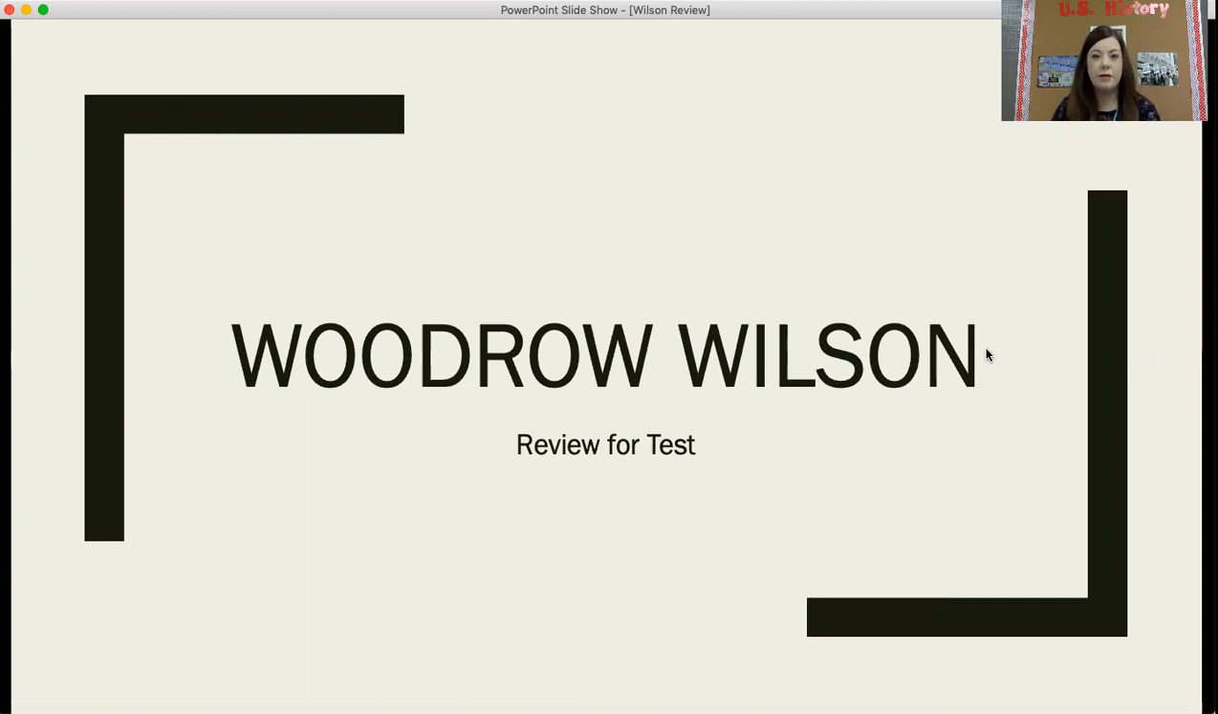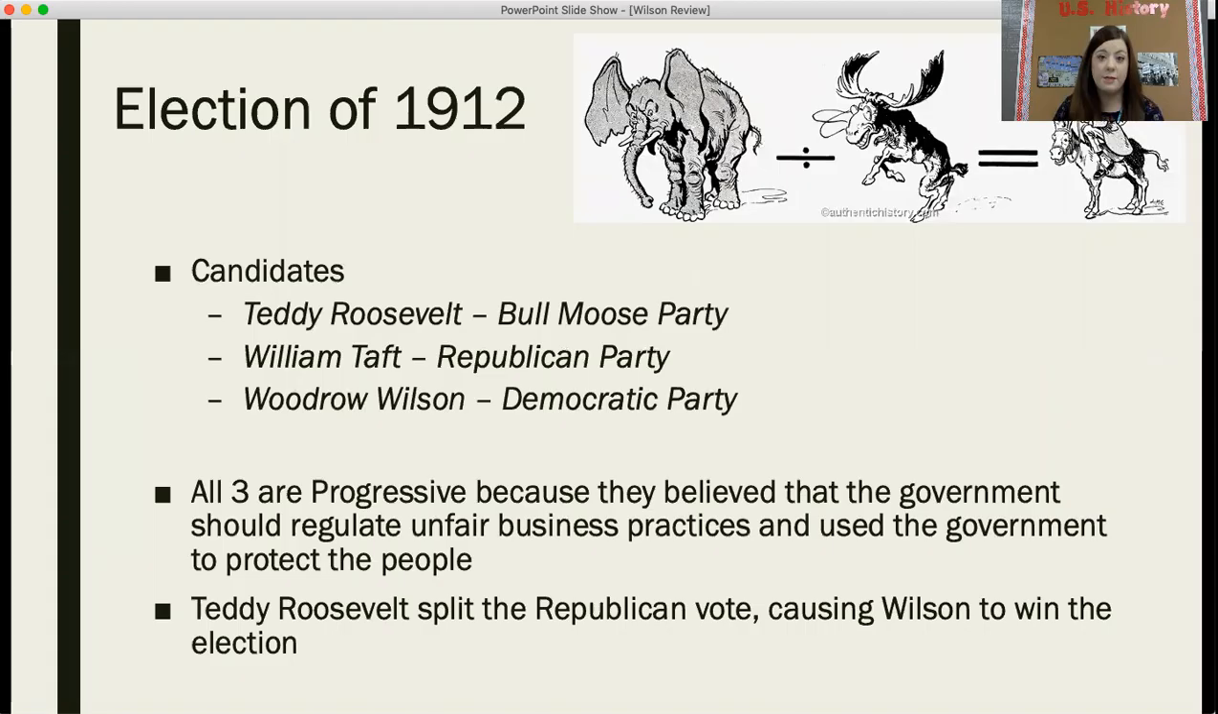So for this unit, remember we've been looking at Woodrow Wilson, main part of that being World War One. But I do want to step back to the very beginning of this unit. Remember, we started off with the presidential election of 1912. Remember, this is in your assignment number one. In 1912, we have three major candidates.